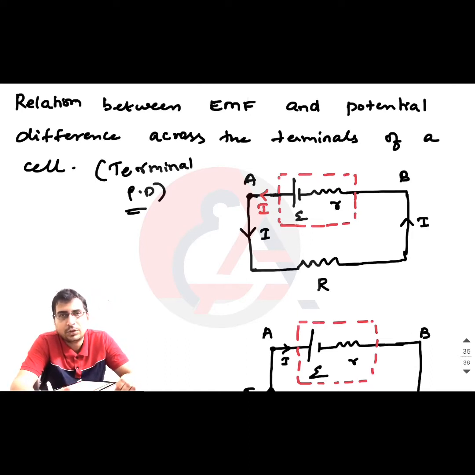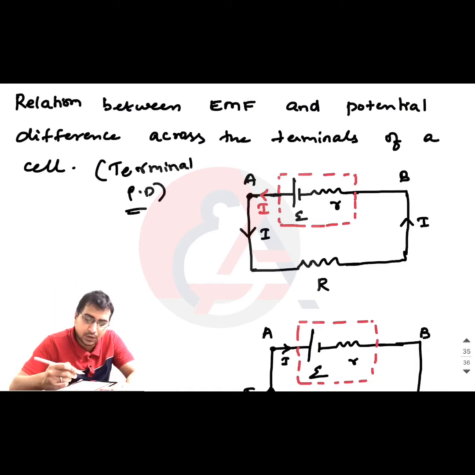EMF is the potential difference across the ends of a cell in open condition, whereas if you connect the same cell in a circuit to complete it, there are two ways in which you can connect a cell across an external circuit. I've shown you two diagrams here.